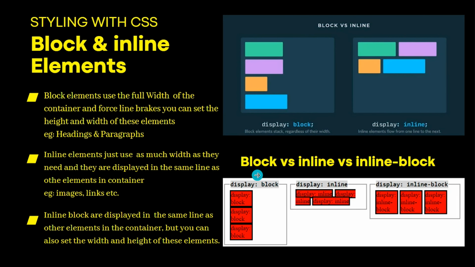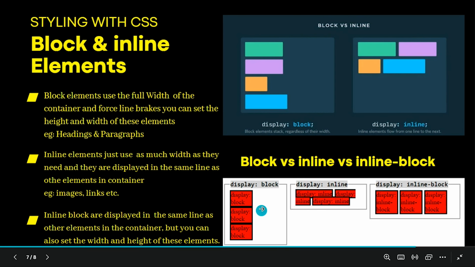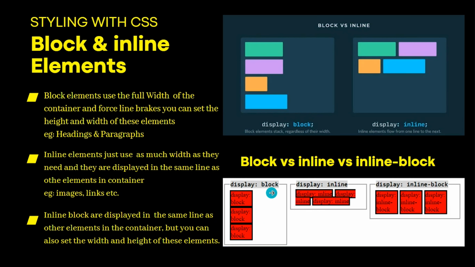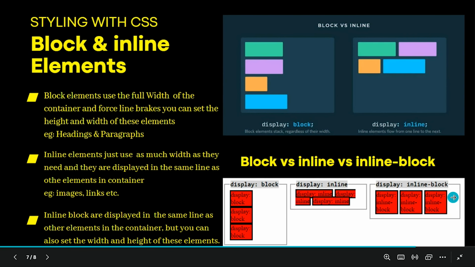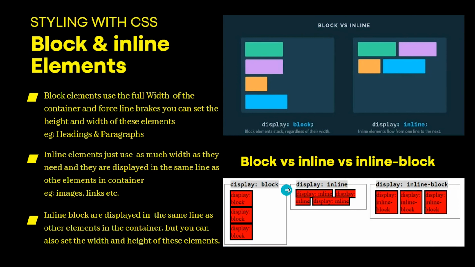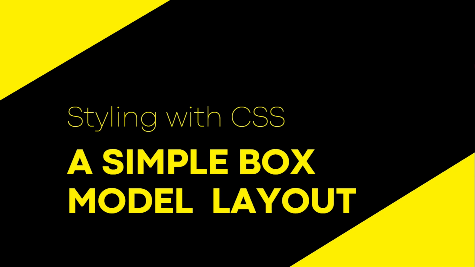If the display property is set to block, then each and every element is going to appear on the next line. Even if enough space is available next to the first element, it won't occupy the space, it will just appear on the next line. Inline elements, on the other hand, let the next element share the space in the same width. And in inline-block elements, the elements can share the width of the space available, but you have to specify the width and height of each and every element. These are the basic differences between these three types of display properties: display block, display inline, and display inline-block. In the next video, we are going to create a simple box model layout.